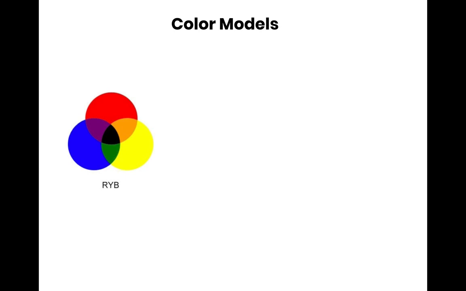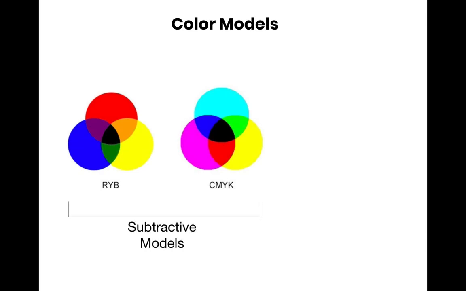This is the prominent color model for painting and for drawing. There's a similar one which is used in printing, which is made out of cyan, magenta, yellow, and black. This is just the way the printing industry and printing machines work. These two models have in common that they're called subtractive models, because each pigment that you put on a white paper filters out light.